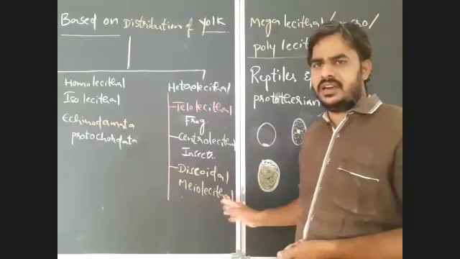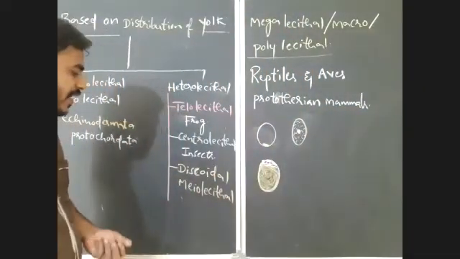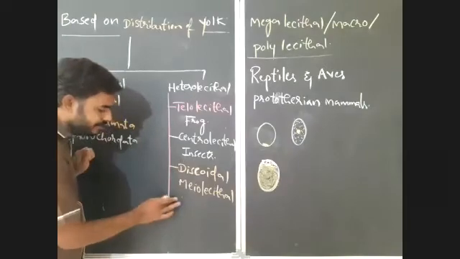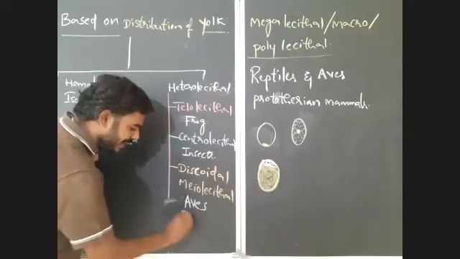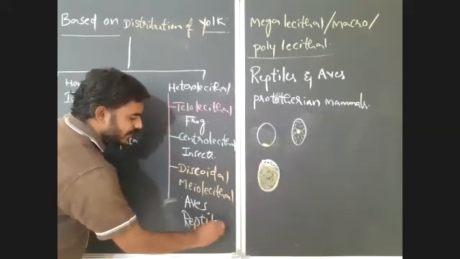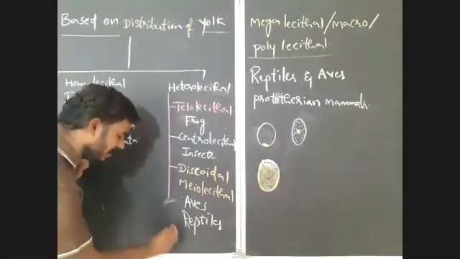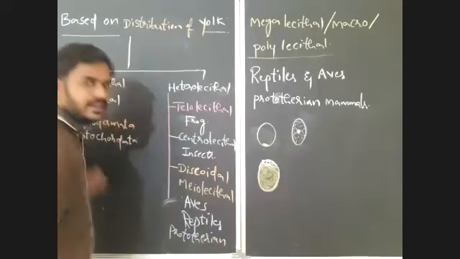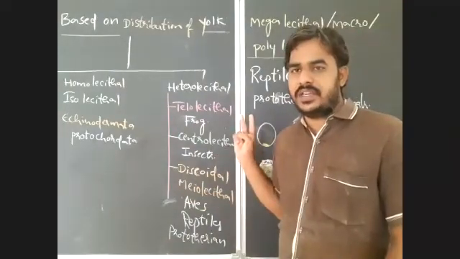So this type of eggs, as I already told you, macrolecithal or polylecithal eggs, are which type of eggs? Discoidal or megalecithal eggs. What are the examples for that? Examples are the eggs of birds, that is aves, the eggs of reptiles, and the eggs of oviparous mammals. Oviparous mammals, that is egg-laying mammals, are prototherian mammals. You have to remember that. The second type of classification is completed here.